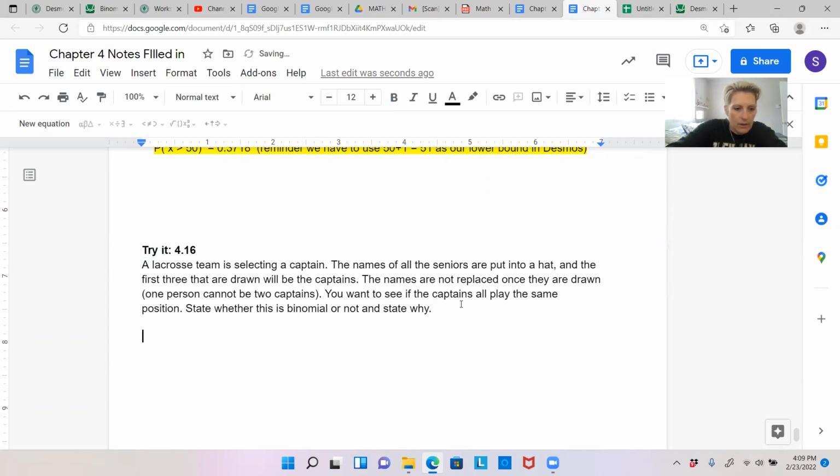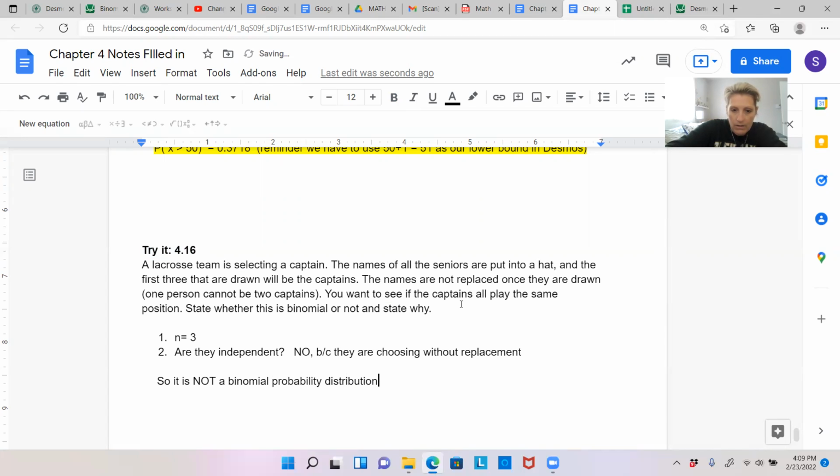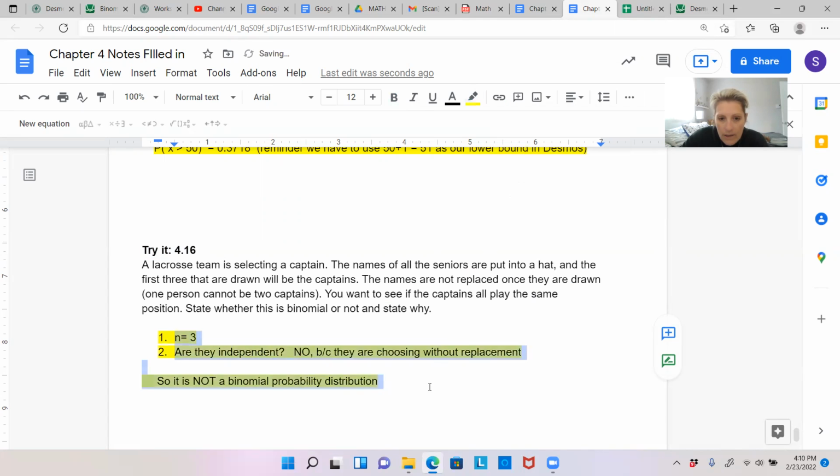So we could kind of go through our list here, right? Do we have a fixed number of trials? We do, we're picking 3. Are they independent is the question. And this is where the glitch is. No, because they are choosing without replacement. So this is the glitch. So it is not a binomial experiment. So you kind of go through those four things and just see if they hold true. And if they do, then it is. And if they don't, then it's not.